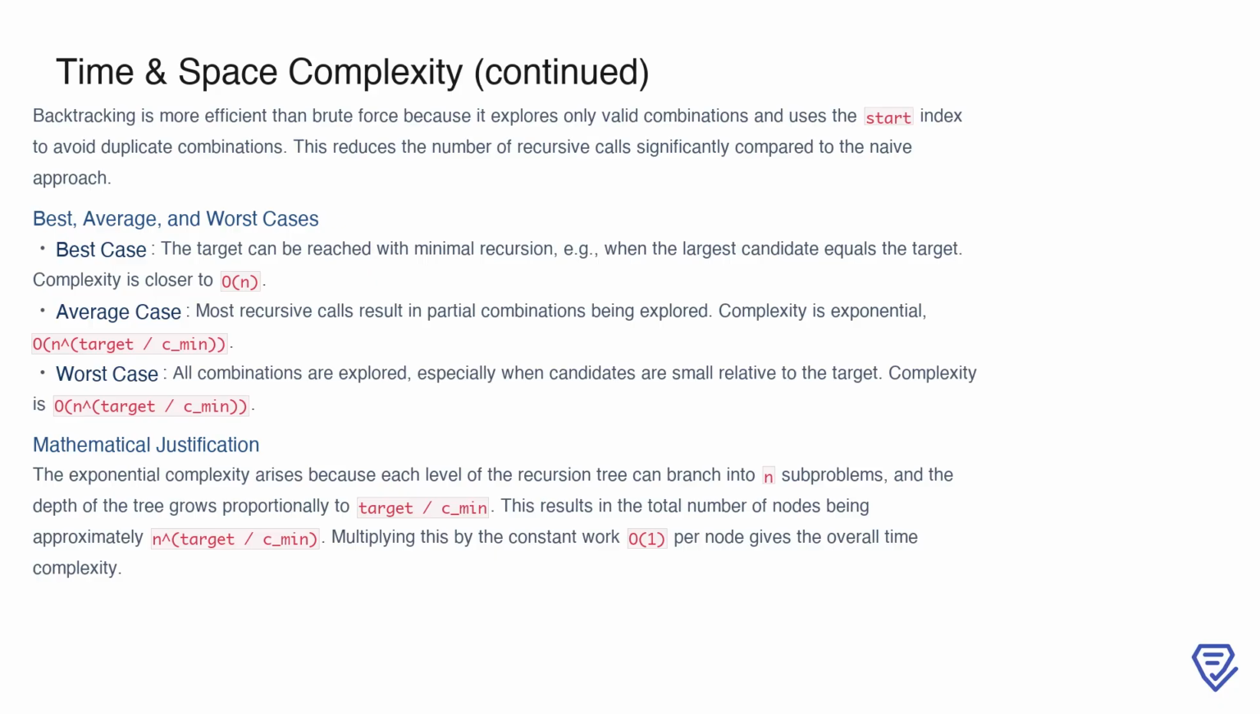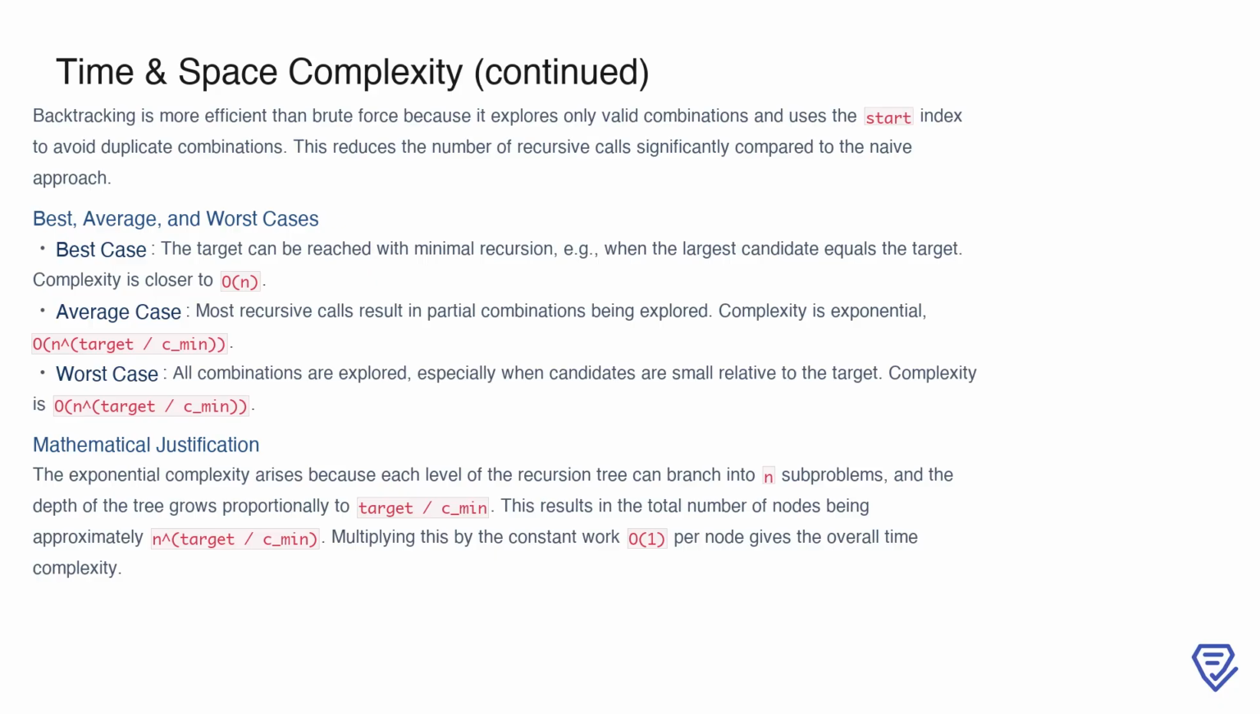For different scenarios, the algorithm's performance varies. In the best case, where the target can be reached with minimal recursion, such as when the largest candidate equals the target, the complexity approaches O(n). In average cases, partial combinations are frequently explored, leading to exponential complexity, O(n^(target/C_min)). The worst case occurs when all possible combinations are explored, particularly if the candidates are small relative to the target, resulting in the same exponential complexity.